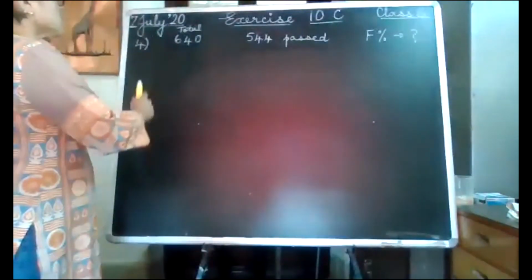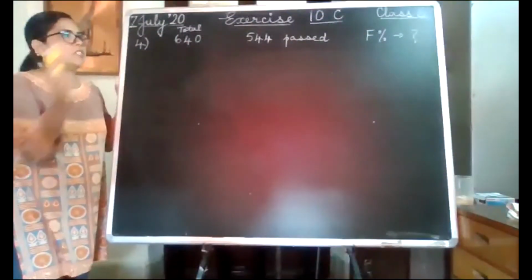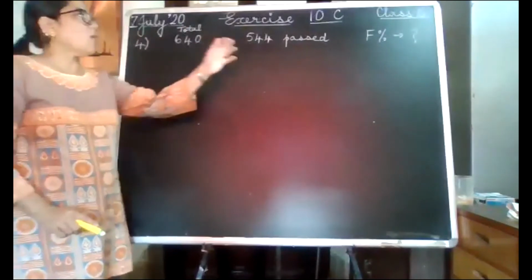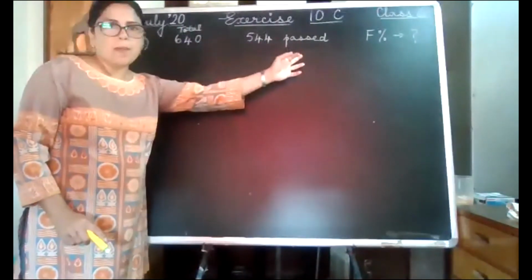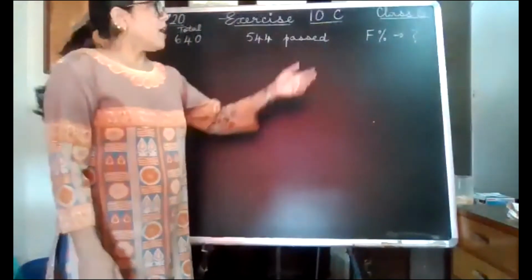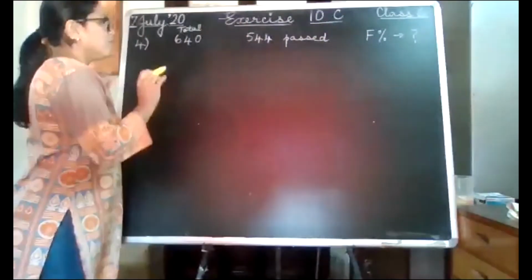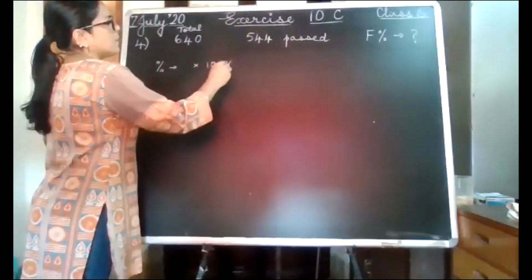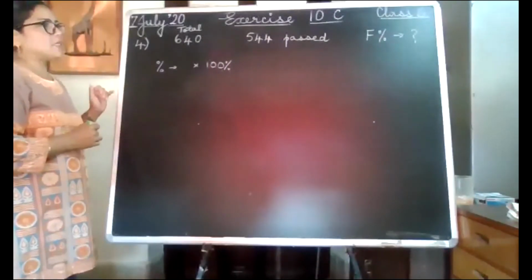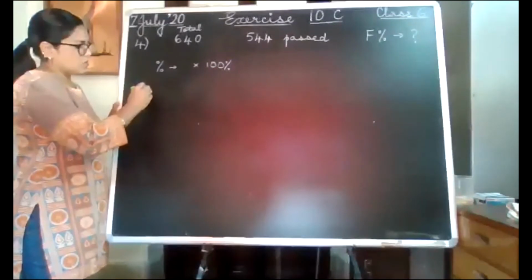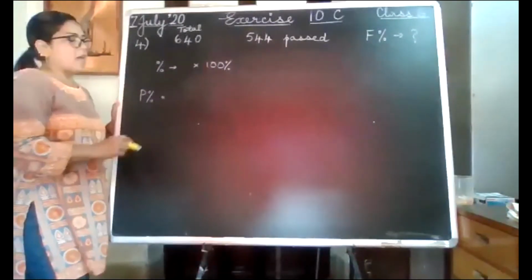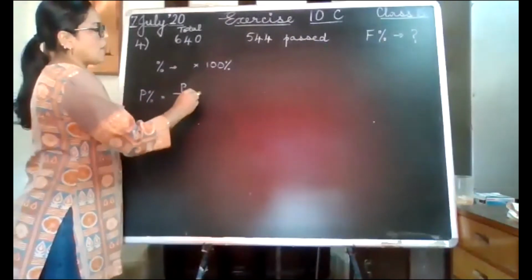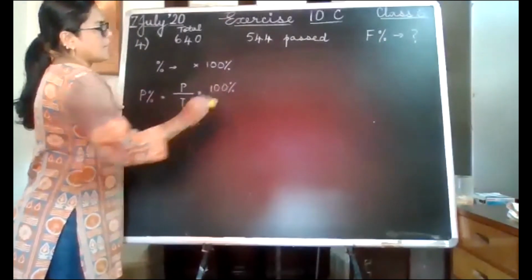So first of all, we list all the information that is provided in the question. We know that there are total 640 students who appeared for an examination. Out of them, 544 passed. And what are we to do? We are to find out the failed percentage. Now we know to find out the percentage, what do we do? We multiply by 100%. If you were to find out the pass percentage, you would write the pass number of children upon the total and then multiply it by 100%.